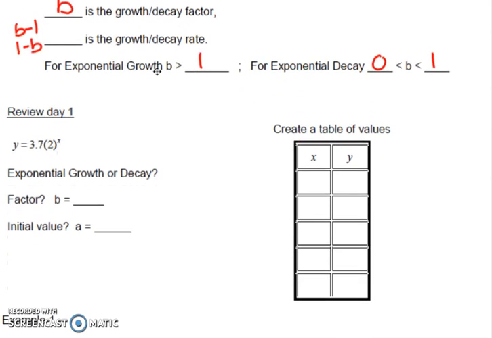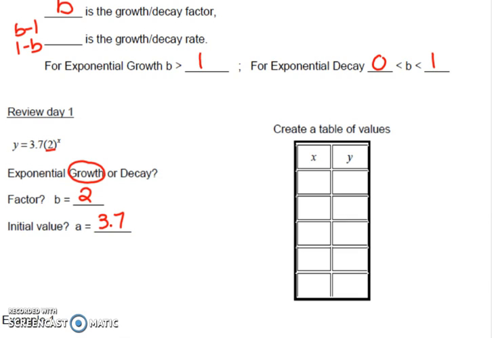So let's look at that again. For example, here's my equation, y equals 3.7 parentheses 2 to the x. Would that be growth or decay? That would be growth because that 2 is bigger than a 1. What is your growth factor? Your growth factor is 2, and then your initial value would be 3.7.